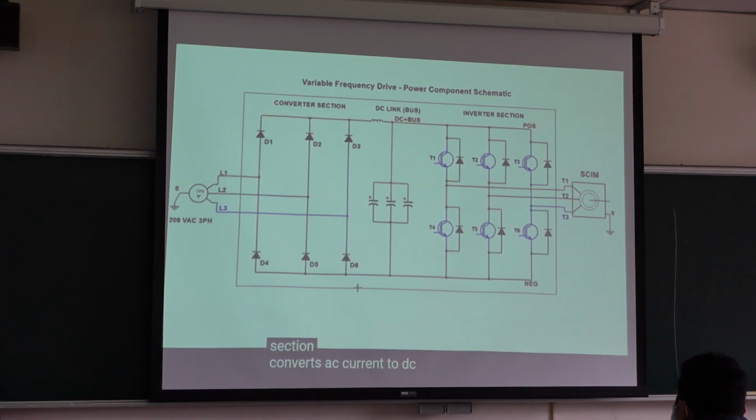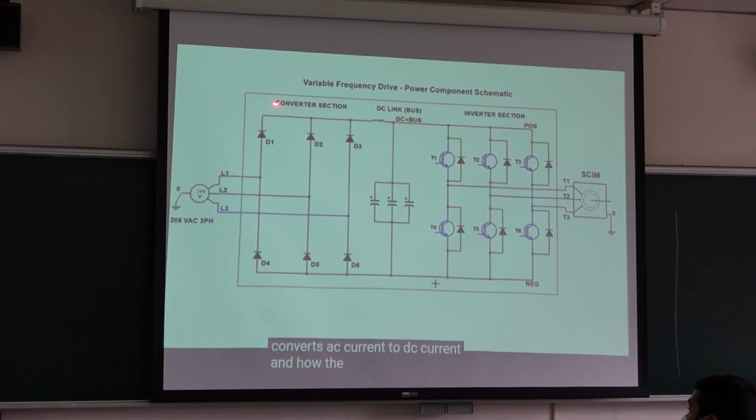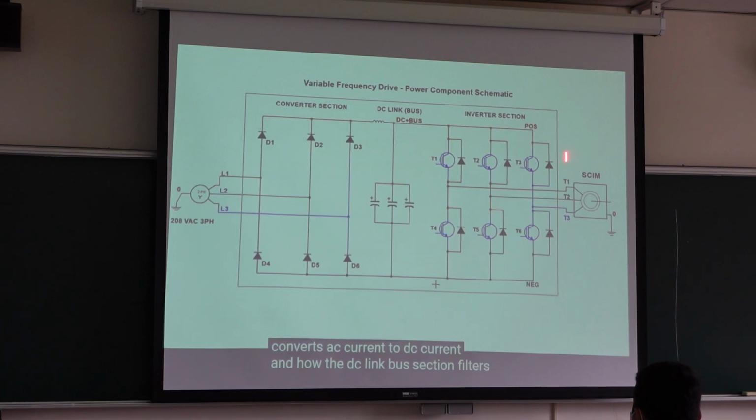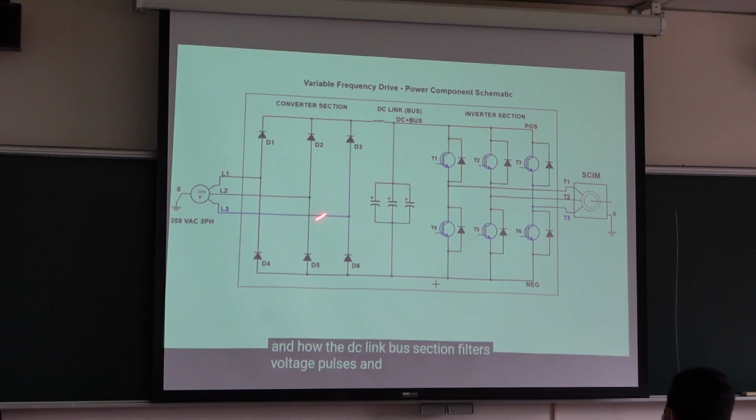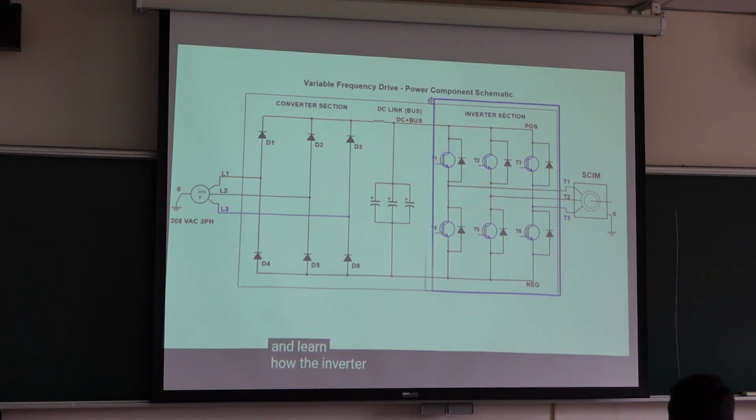So this is how the DC link bus section filters DC voltage to pulses. This current is AC current converted to DC by the rectifier, and the bus section stores the energy. We need to spend some time and learn how the inverter section works.